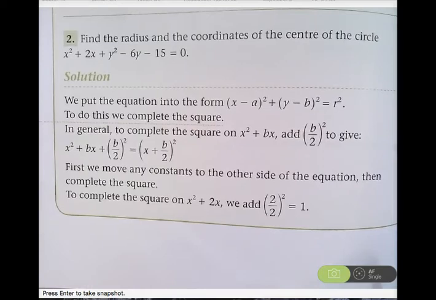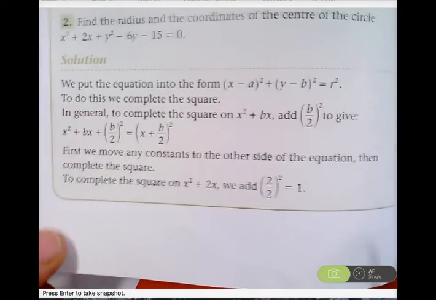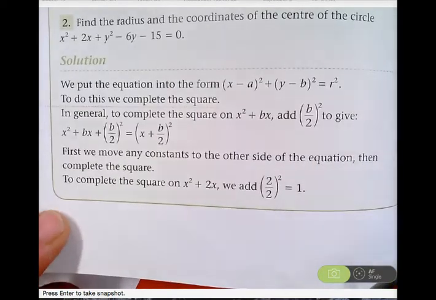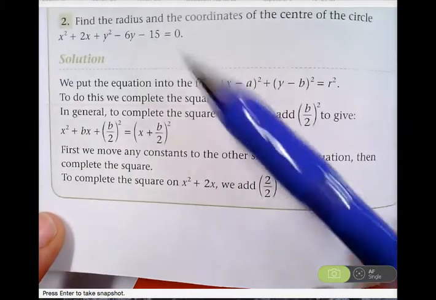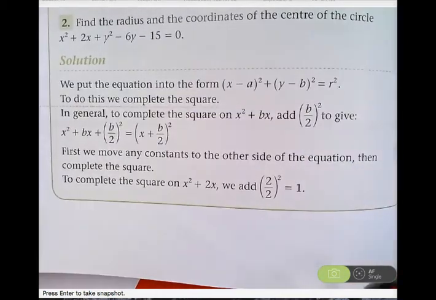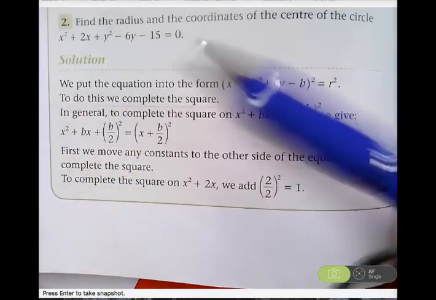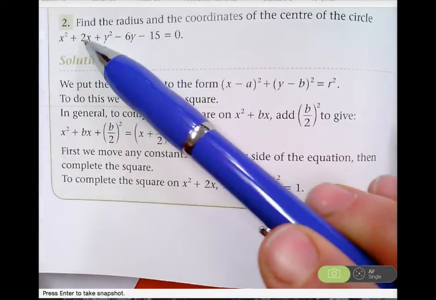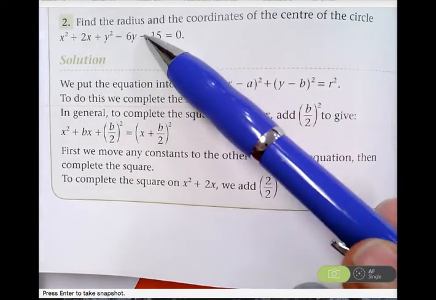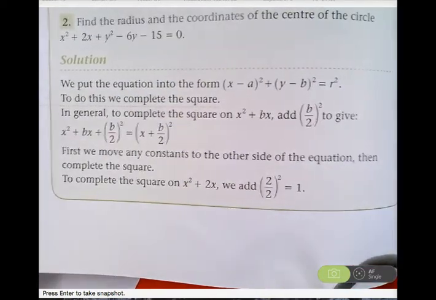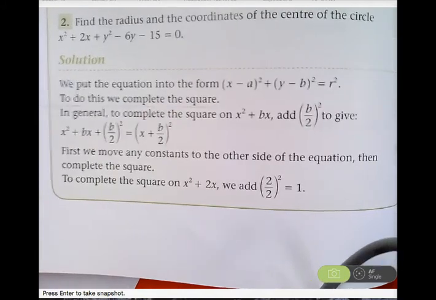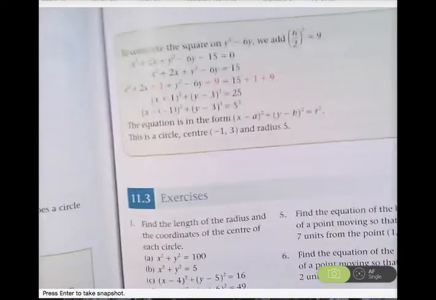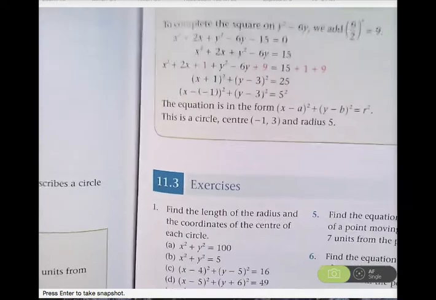So what we're going to do is revise, we've done it before, how to convert that by completing the square. We're going to complete the square on the x squared plus 2x and complete the square on the y squared minus 6y. I'm not going to do it now because we're going to do some examples in the book. You can just have a quick look at how they do it while I'm choosing some questions.